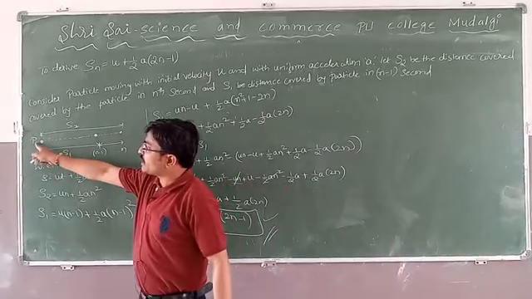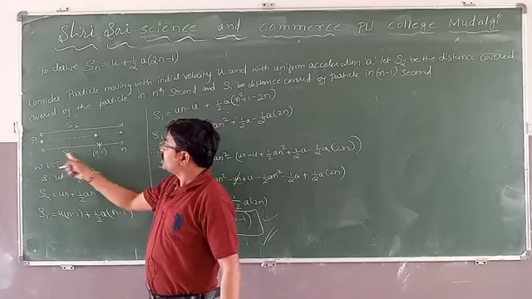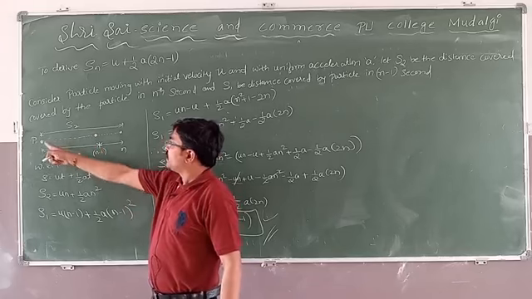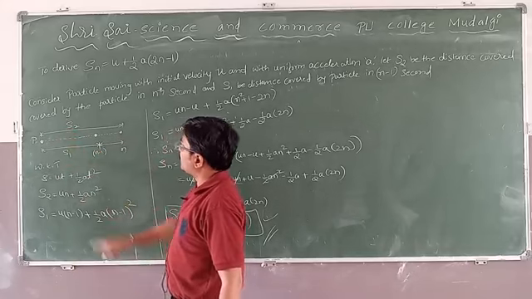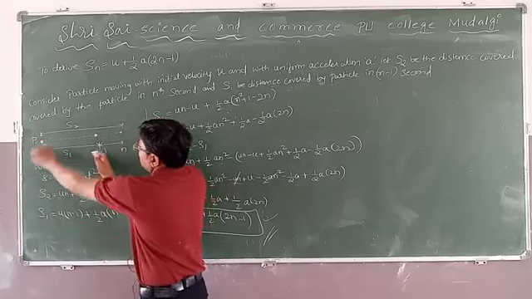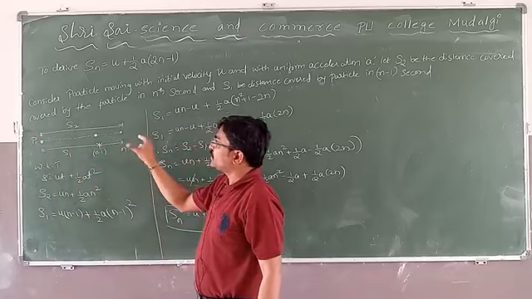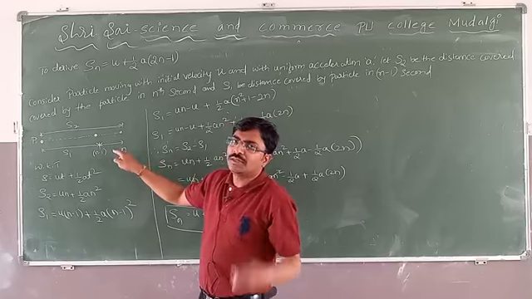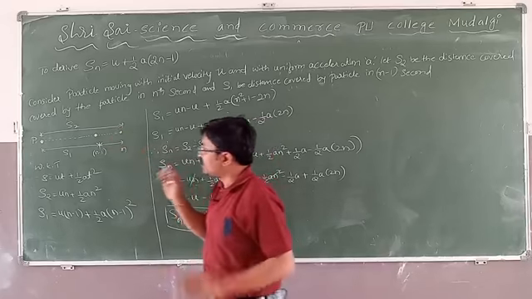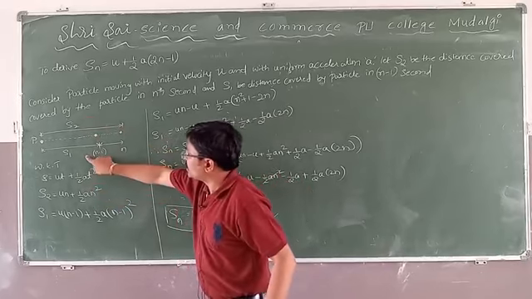Totally, the particle started its journey; in n minus 1 time it covers s1 distance. In n seconds time it covers s2 distance. This s2 minus s1 means the distance covered by the particle in the nth second. If you do s2 minus s1, you get only the distance travelled within the nth second. That is the idea we have. So first write the equation for s2, then write the equation for s1.